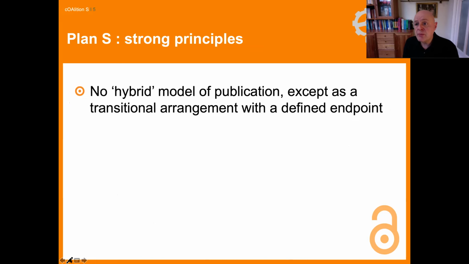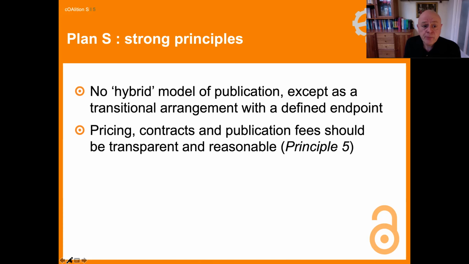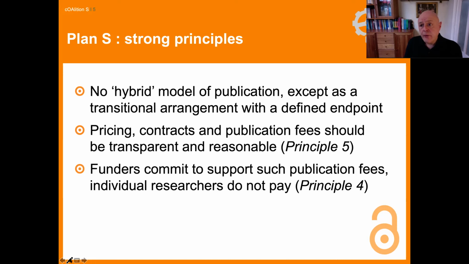The hybrid model of publication means a journal in which some content is behind the paywall and other content is open access. That model has demonstrably failed to transition academic publishing to open access, and that's why we no longer want to fund it. We also find that pricing, contracts, and publication fees should be fully transparent in the interest of openness, and that funders commit to support such publication fees instead of the authors. We do not believe that individual researchers should pay for open access fees.